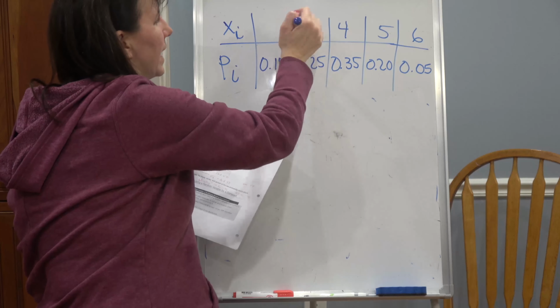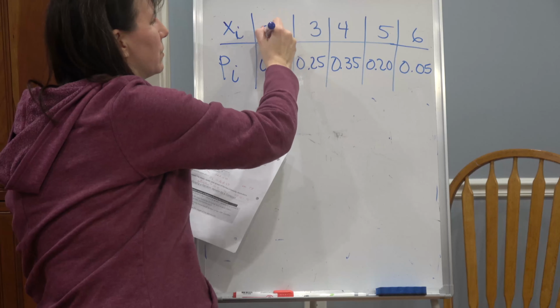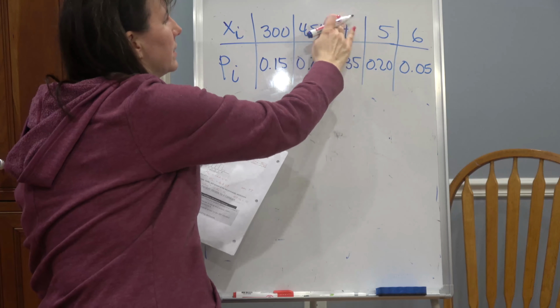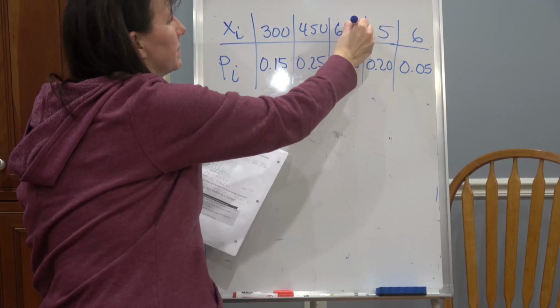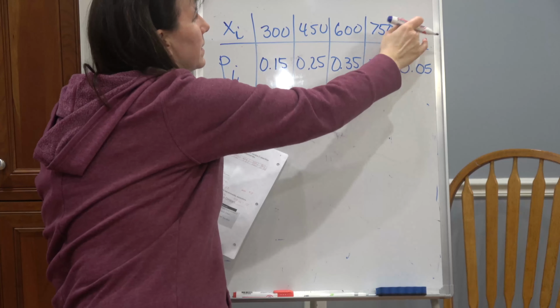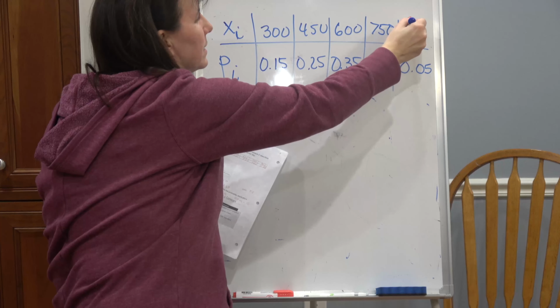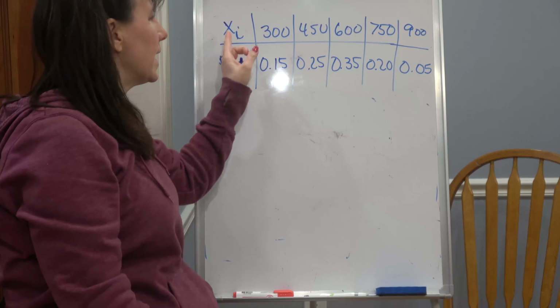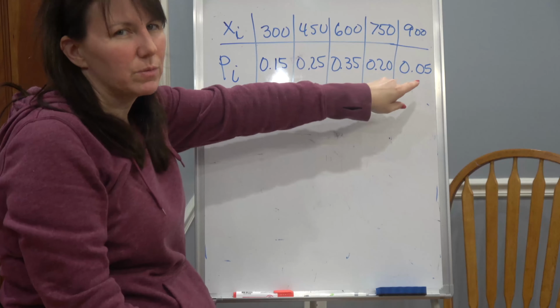Because now we're going to have 150 times X, so 300, 450, right, 600, 750, and what is that, 900. Okay, I did my arithmetic right. So notice that the probabilities of these outcomes aren't changing.